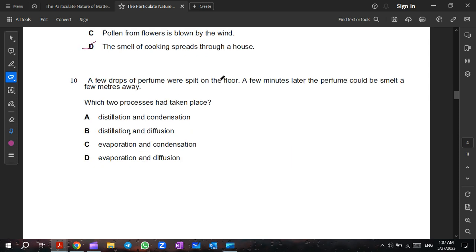10. A few drops of perfume were spilled on the floor. A few minutes later, the perfume could be smelled a few meters away. Which two processes have taken place? So, just like the smell of cooking, this time we have perfume. So, diffusion will be part. We have two options over here with diffusion. So, which one is it, B or D? Well, first the perfume will have to evaporate and then it will diffuse. So I think it should be D.